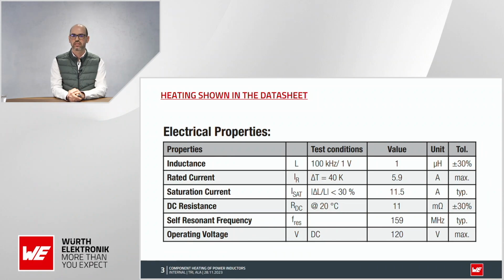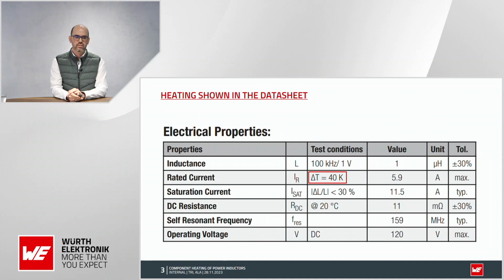And when we then check the test conditions, we can see that this rated current is somehow linked to a self-heating of the component. In this case, if the component is driven with roughly 6 amps of DC current, the self-heating is about 40 kelvins difference to the original temperature. So this is currently how it is defined in the data sheet.